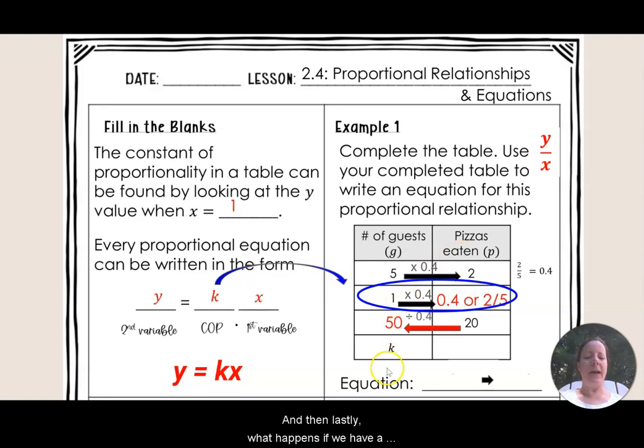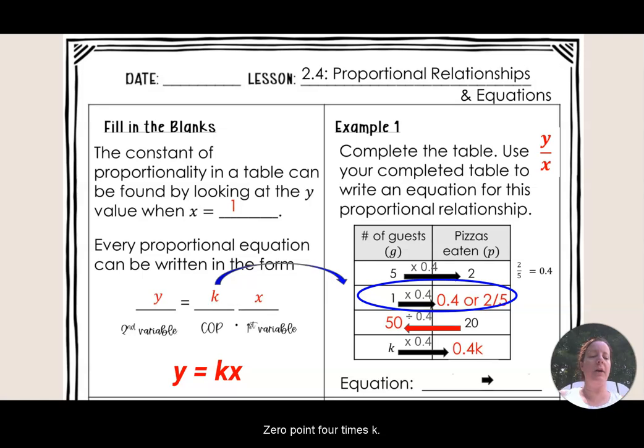And then lastly, what happens if we have a variable in that column on our table? What times k will give us an answer? We're still going to multiply by 0.4, but k can represent any number. I can make it worth 5, I can make it worth 2/3, I can make it worth -5. k can be any number. So what is the rule? No matter what number we choose, we can always find an answer. So we're going to put 0.4 and then just put the variable after it.